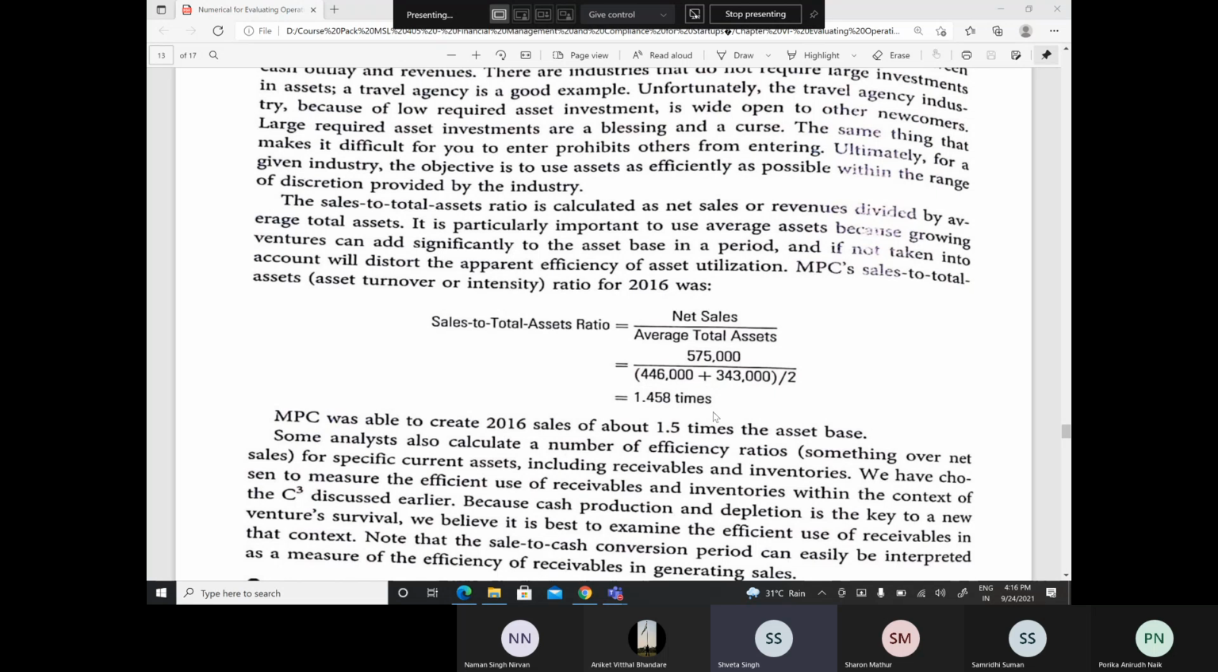So MPC's sales to total assets, which is also called the asset turnover ratio or asset intensity ratio, for 2016 was net sales upon average total assets. That is, how much of sales are your assets turning over in a year? So this is equal to 575,000 divided by (446,000 plus 343,000) divided by 2, which is 1.458 times. So MPC was able to create 2016 sales of about 1.5 times the asset base.